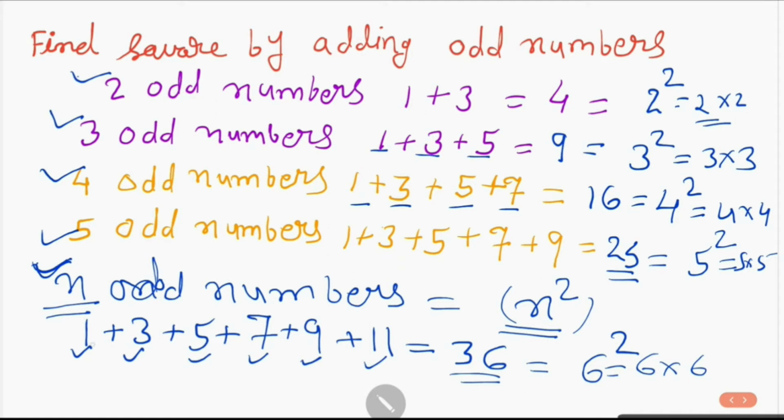How many odd numbers? 6 odd numbers have been added here. So we get n squared, and n squared means 6 squared. The result is 36. So when we add n consecutive odd numbers, we always get the result n squared.